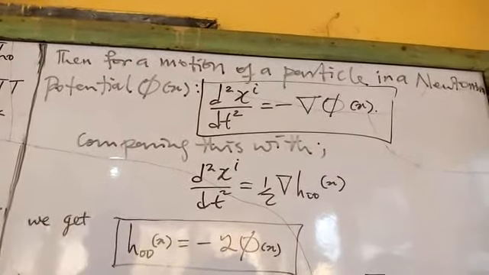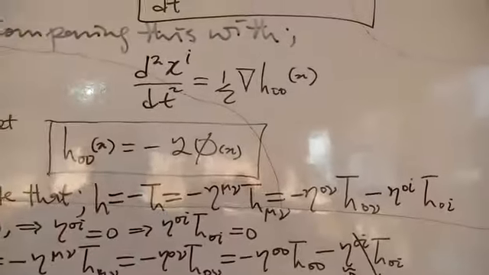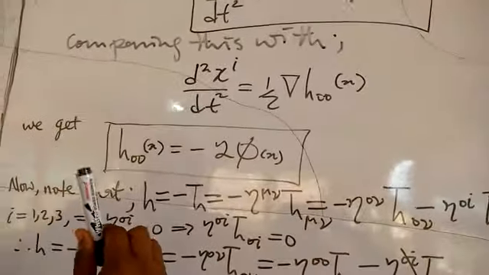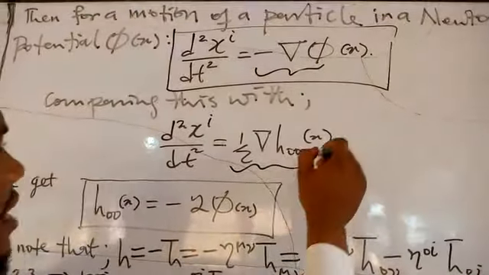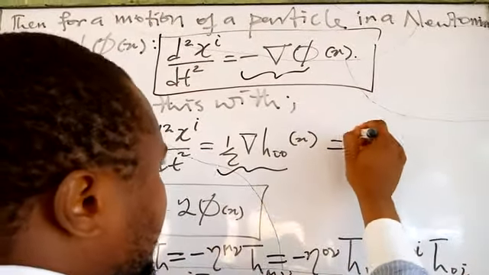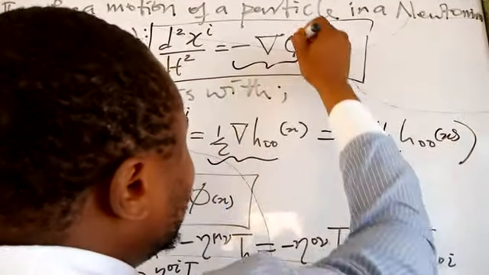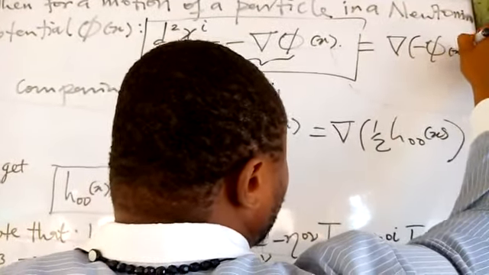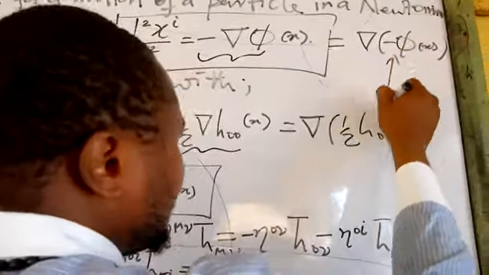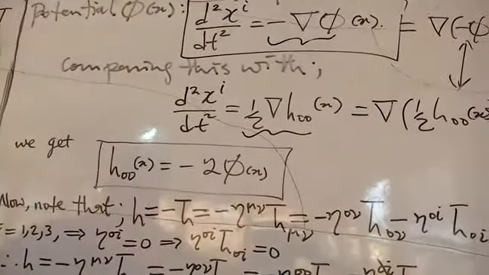Now, if I compare it with what I've just obtained here from this equation of motion of a particle in a gravitational field, then you can see, of course, it's just a matter of comparing these two. Well, I could write this as the gradient of 1 over 2 h naught of x. And this further I could write as the gradient of, just to make everything obvious, of x. And so comparing these two, you can see indeed that h naught of x is equal to minus 2 phi of x.